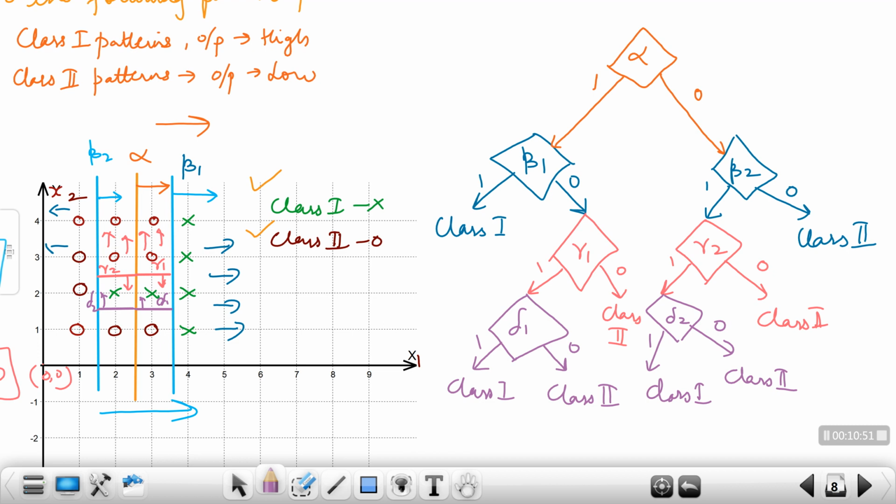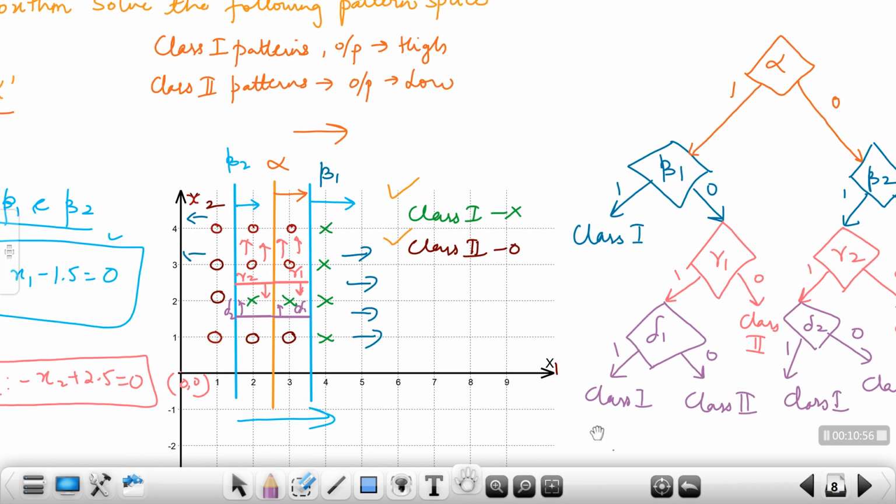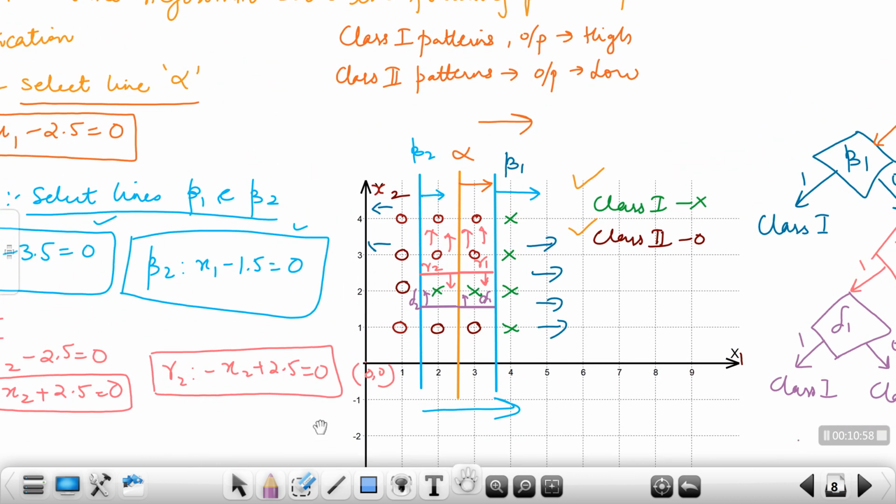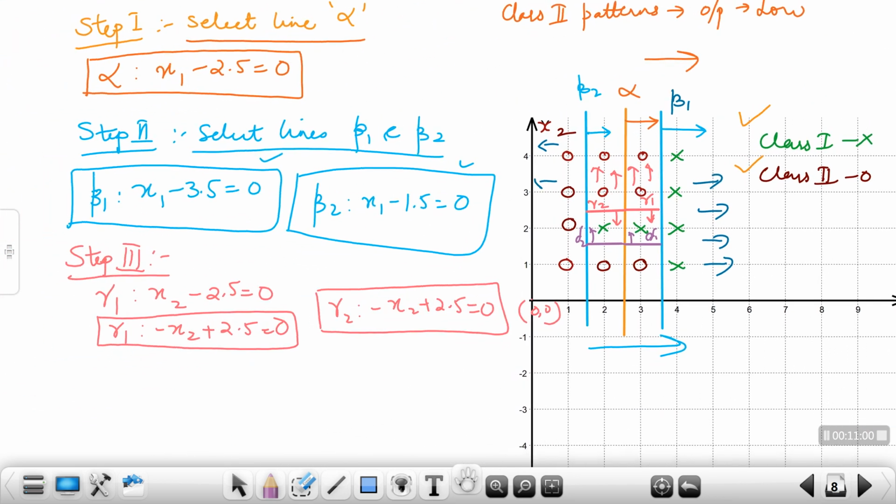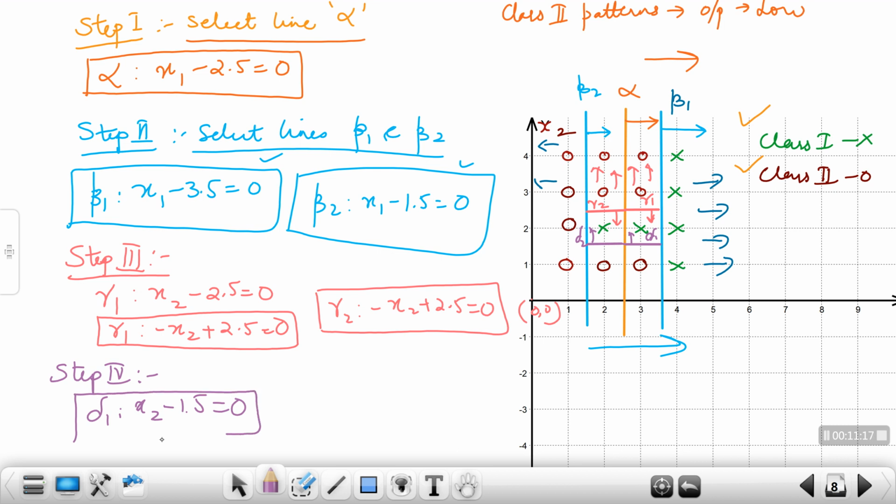It is not done. We have not yet written the equations for delta 1 and delta 2. So what are the equations for delta 1 and delta 2, in step 4, which we are getting? So for delta 1, both equations will be the same. That is x2 minus 1.5 is equal to 0. And 0, 0 is not lying in this region because it is going upwards, and delta 2 is x1 minus 1.5 is equal to 0.